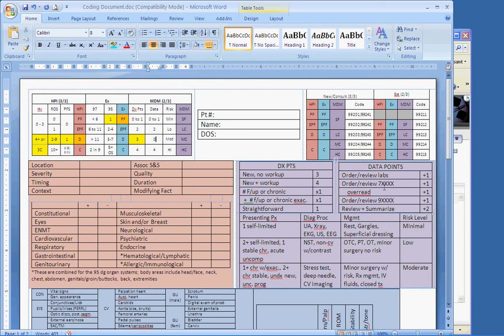Data is not used much in a physician's office, family practice office. And the reason is because you would have to do a lot to do data. Okay, if you order labs, that's 1 point. Even if you order 16 labs, that's still only 1 data point. If you order 14 x-ray views, that's 1 data point.